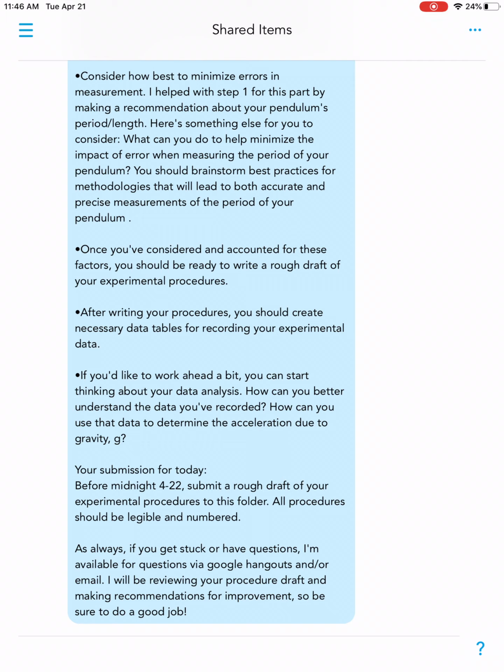As it says here, if you want to work ahead a bit, you can start thinking about your data analysis. This would be difficult to do, but if any of you over the next day or two find yourself into the experiment and you're wondering how this is going to go, you could start thinking about how, when you make these measurements, you're going to use those measurements to figure out, for example, the acceleration due to gravity, or investigating that relationship between the length and the time. How can you analyze your data to understand the relationship between length and time?